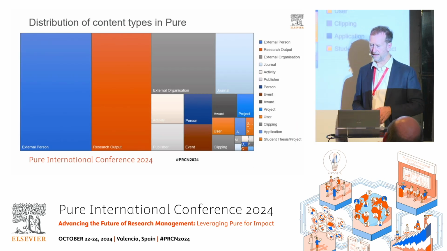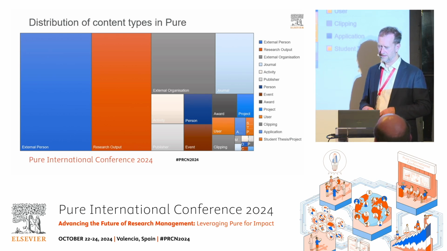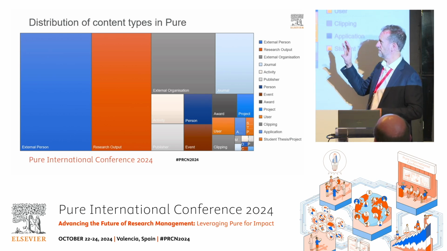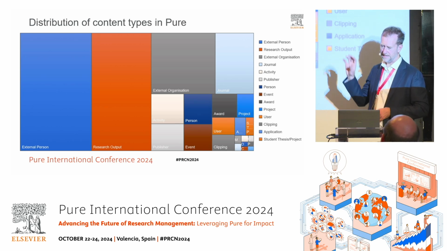And of course, we know that there are many different types of content in Pure. And so this is a sample from a customer database of the counts of each individual content type.